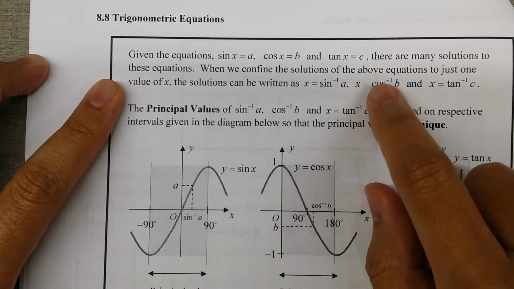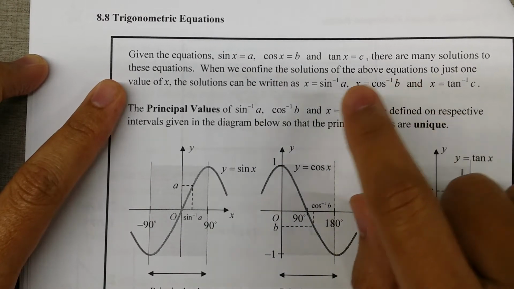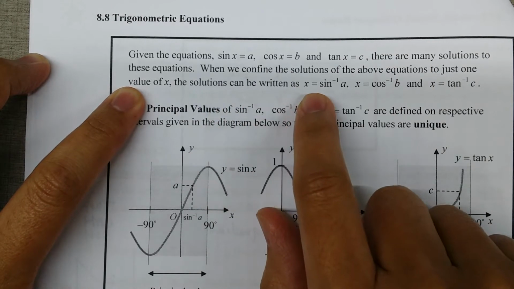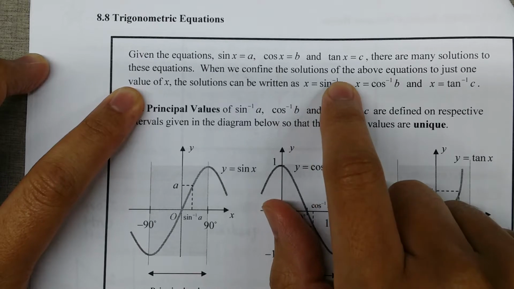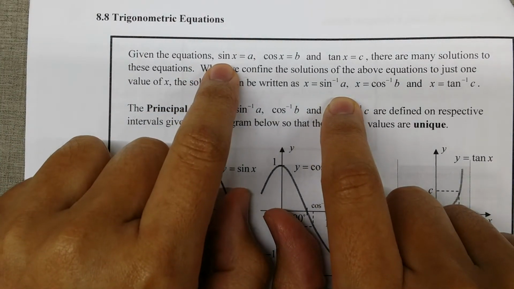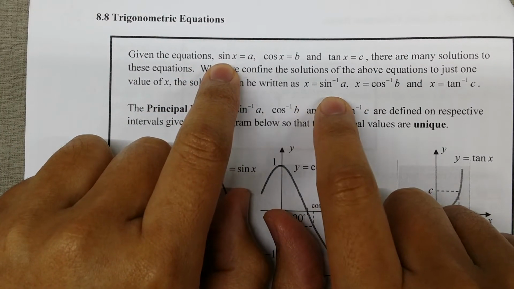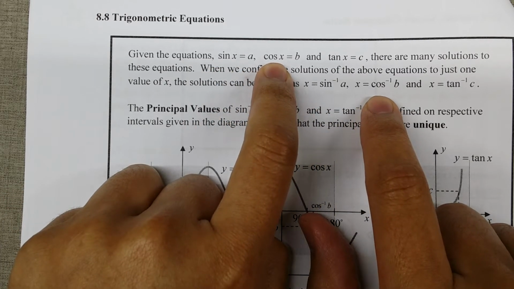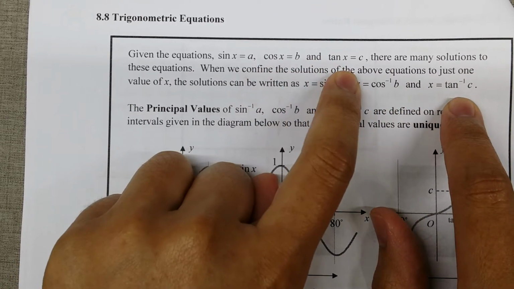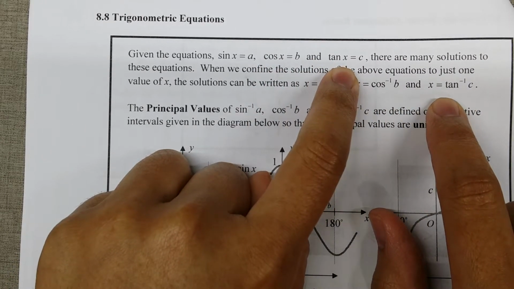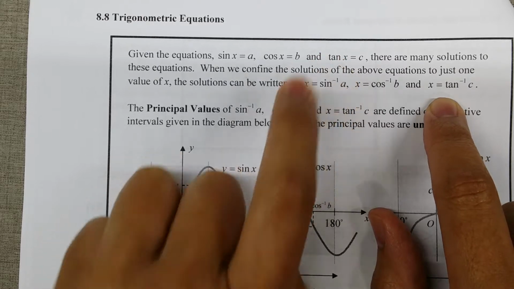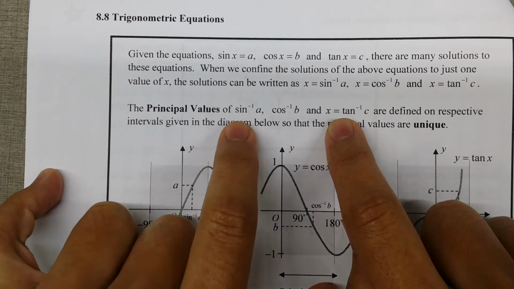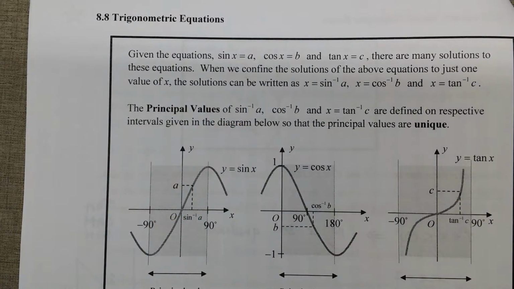But when we confine the solution of the above equation to just one value of x, the solutions can be written as x equals sine inverse a. Makes sense? If sine x equals a, x will equal sine inverse a. If cosine x equals b, x will equal cosine inverse b. If tangent x equals c, x will equal tangent inverse c. So now let's focus on these, the principal values. Today's focus.